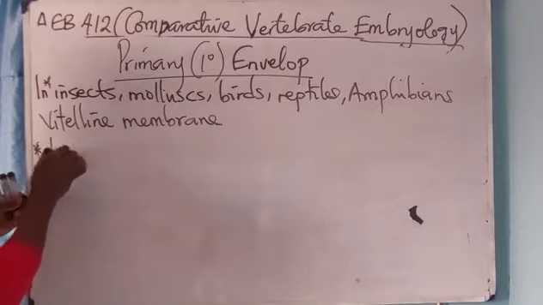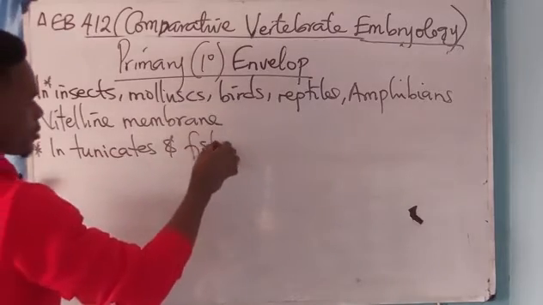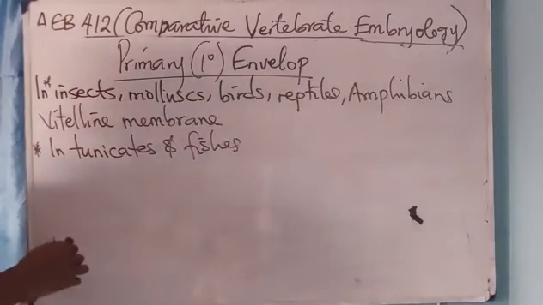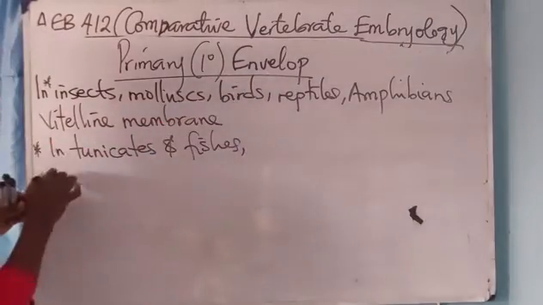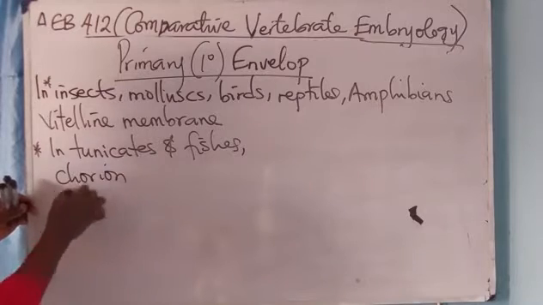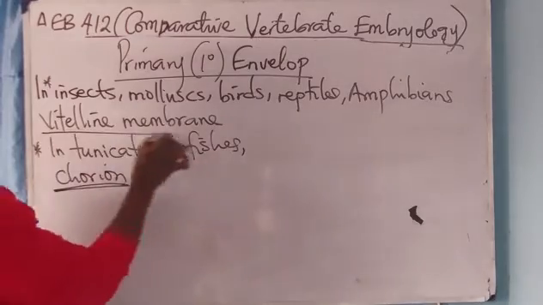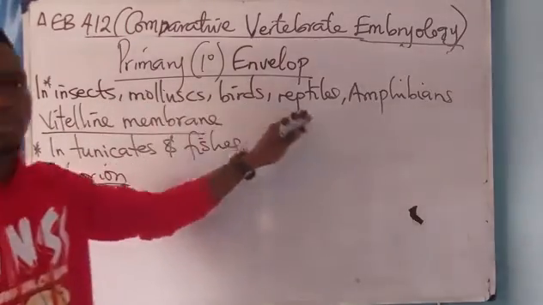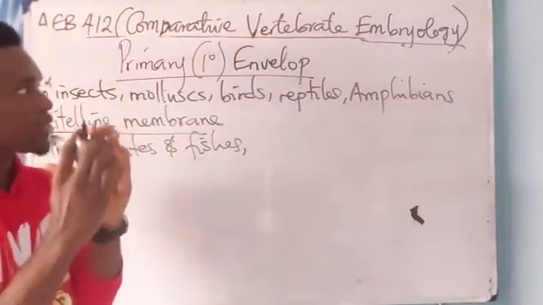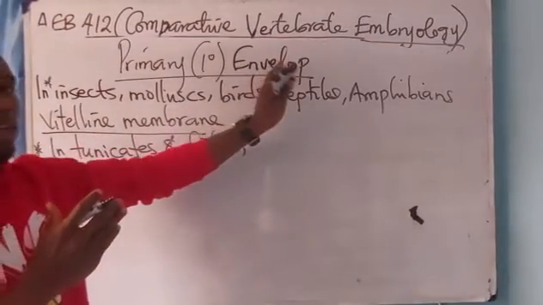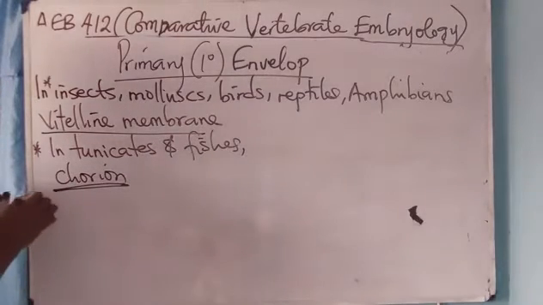In tunicates and fishes, the egg envelope is called chorion. Chorion is for tunicates and fishes. Vitelline membrane is for insects, mollusks, birds, reptiles, and amphibians. That is the envelope, the membrane or structure that surrounds the egg. That is what we call what? Envelope. The envelope is called different names based on the organism involved.